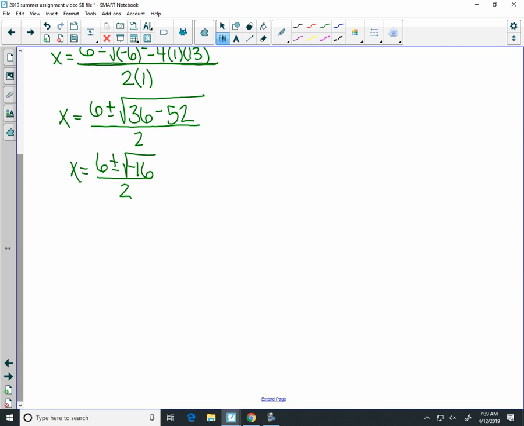So the square root of -16, if you want to think of it like this, I like to think of this as -1 and 16. So the square root of -1 is i, and the square root of 16 is 4.